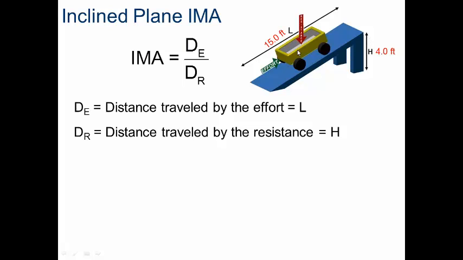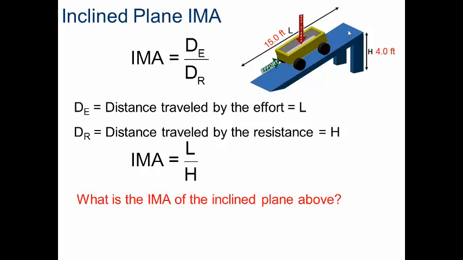Okay, so either way, the goal is to get this cart up to this position. So I could have either chosen to lift it straight up, or I can choose to roll it up the incline. Based on this scenario, my ideal mechanical advantage is going to be the length divided by the height. So to find the ideal mechanical advantage of the inclined plane above, I'm going to take 15 feet divided by 4 feet and get a mechanical advantage of 3.8.